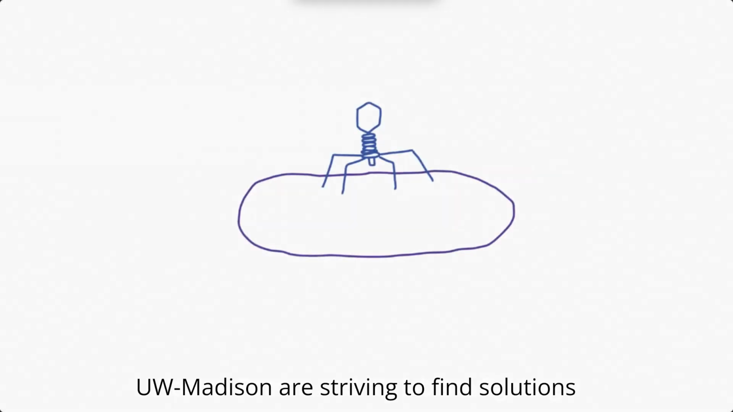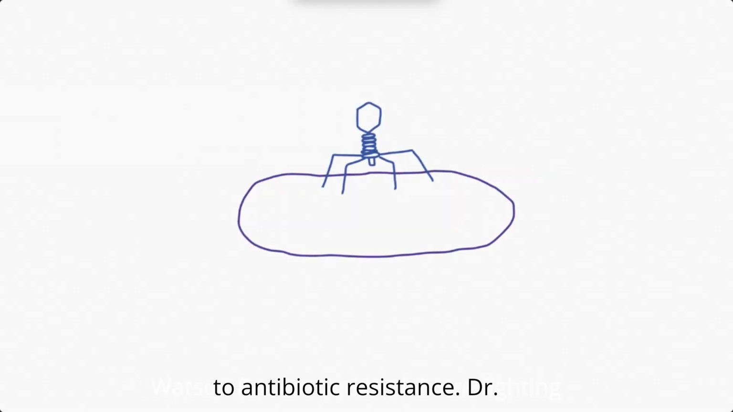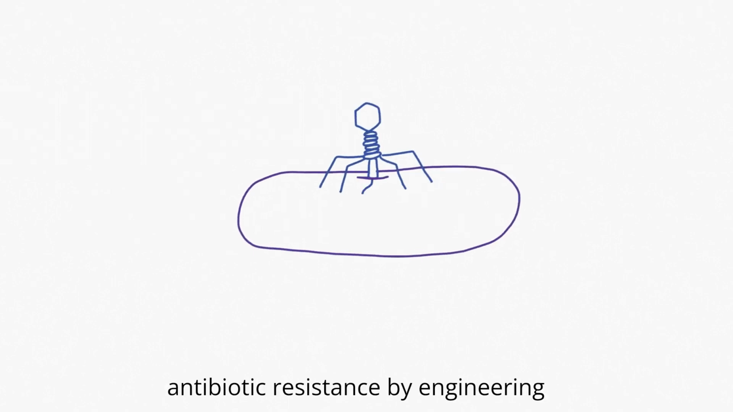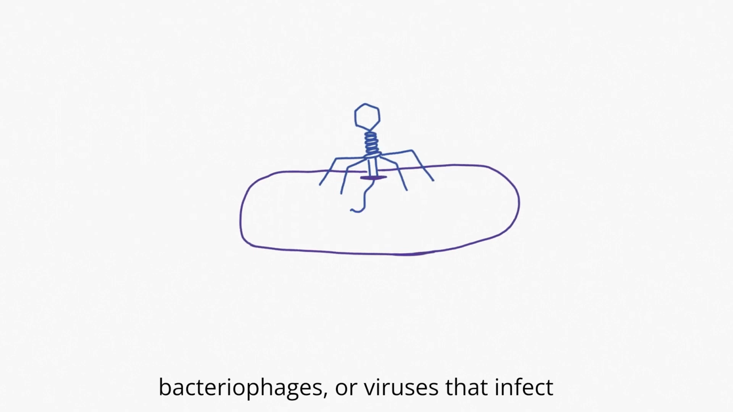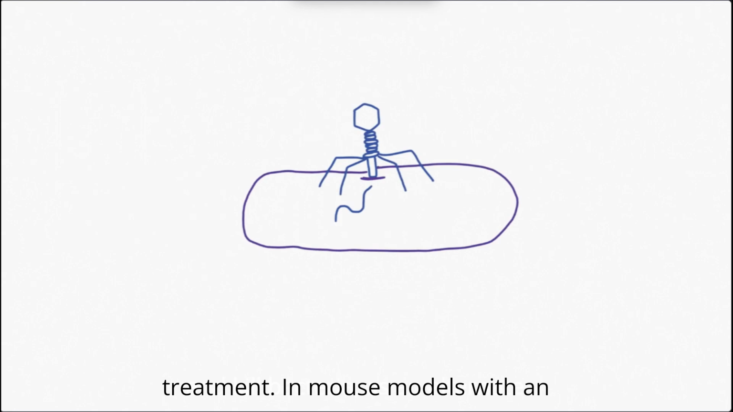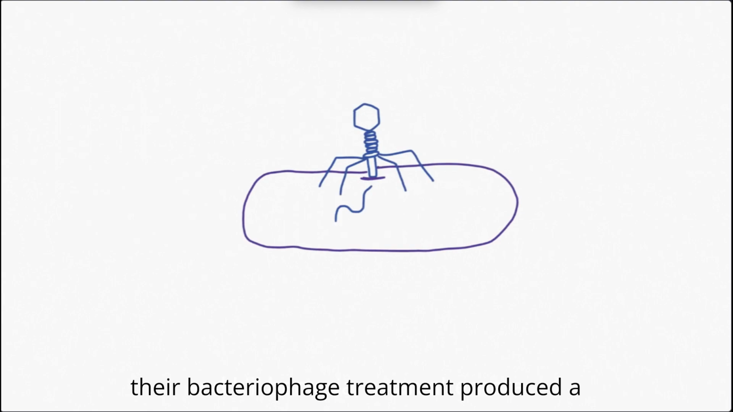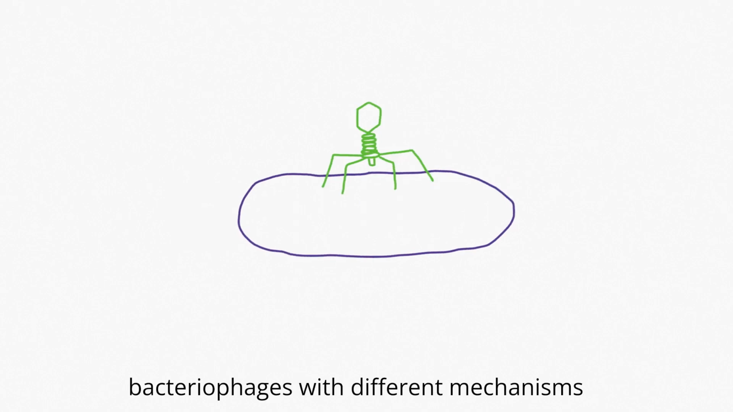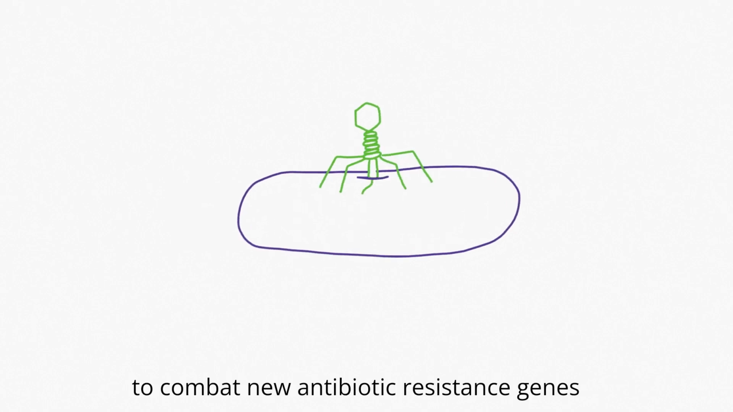Researchers at UW-Madison are striving to find solutions to antibiotic resistance. Dr. Vatsan-Rahman and his lab are fighting antibiotic resistance by engineering bacteriophages, or viruses that infect and kill bacteria, as an alternate treatment. In mouse models with an otherwise fatal enterobacteria infection, their bacteriophage treatment produced a 100% survival rate. Dr. Rahman also designs mixtures of bacteriophages with different mechanisms to combat new antibiotic resistance genes before they can spread throughout the population.